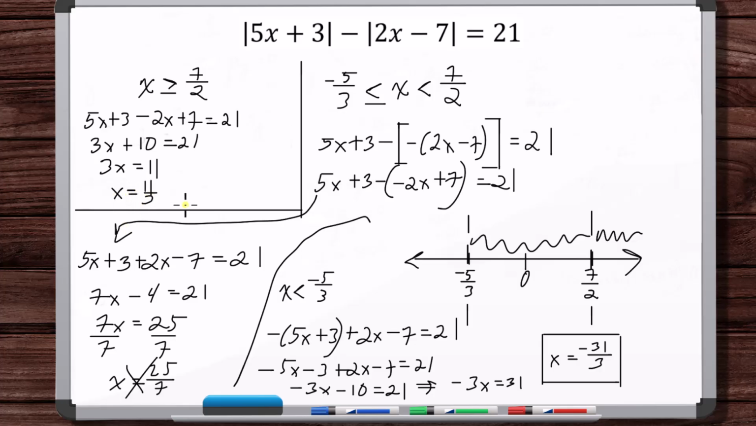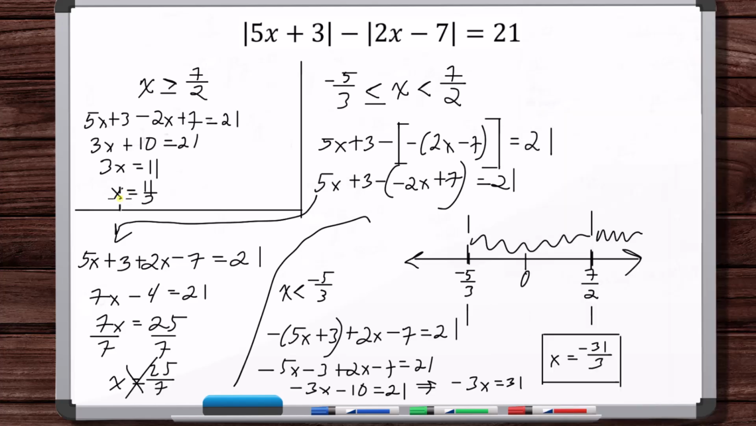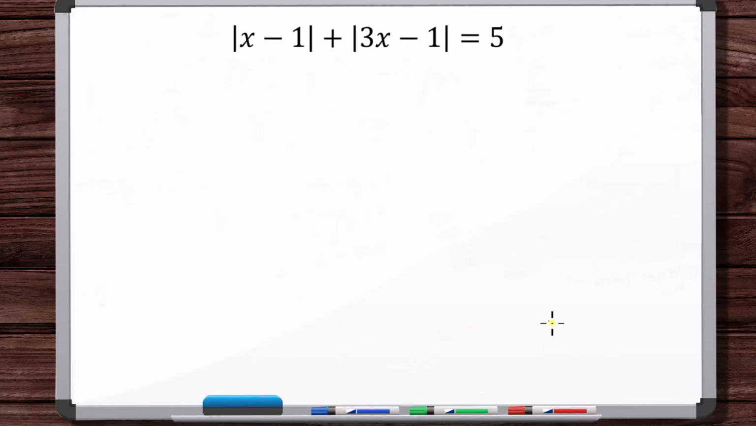Is that greater than 7/2? Let's see. That's 3.5. Okay, let me check. It's hard to see for sure. So 11/3 and 7/2. So yes, this is a solution as well. There's two solutions. Okay. So now here, let's put the boundary points. So we've got x is equal to 1 and x is equal to 1/3. Okay.